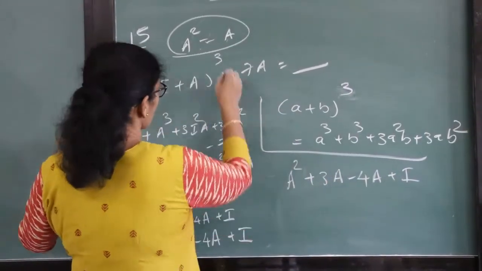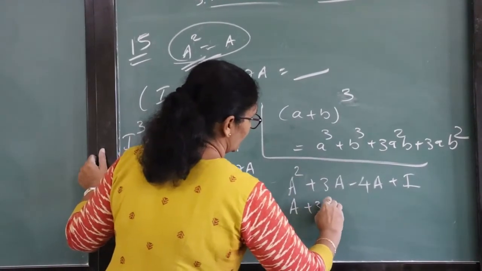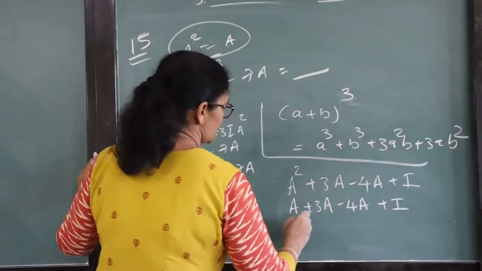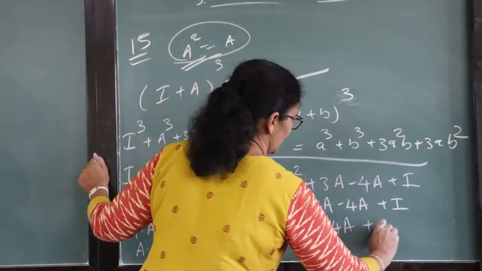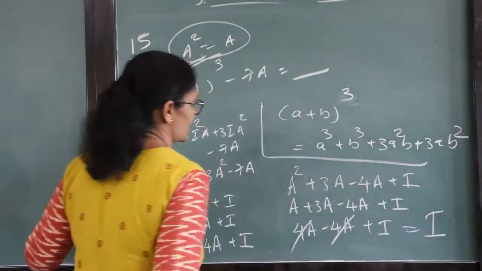Now in place of A square, again I can write A. So A plus 3A minus 4A plus I. What is the meaning of it? 4A minus 4A plus I. So these two cancel. Answer is the identity matrix.